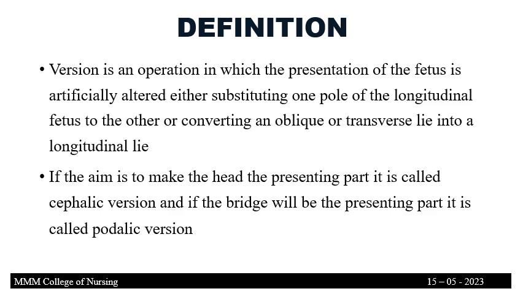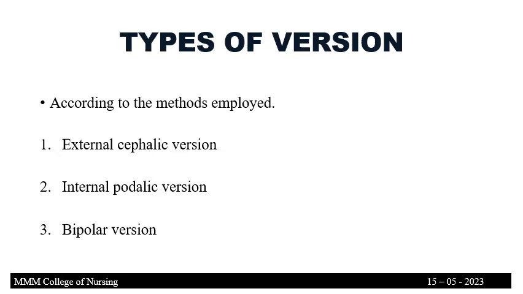If the aim of the version is to make the head the presenting part, then it is called cephalic version. If the breech will be the presenting part, it is called podalic version. Breech in the sense the back of the baby, the spine of the fetus. Okay, if the spine is the presenting part, then it is called podalic version. Types of version. According to methods employed, it is referred to as external cephalic version, internal podalic version, and bipolar version.